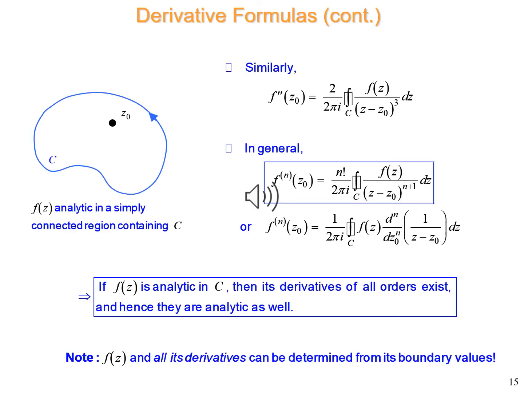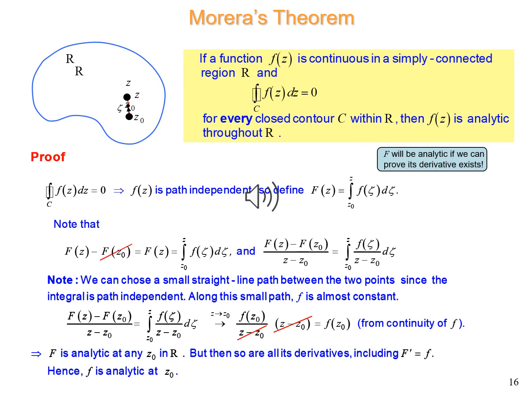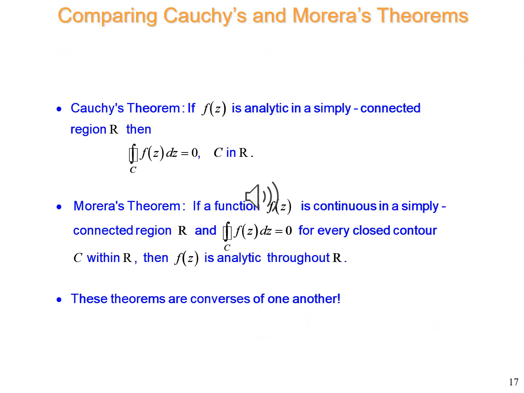This theorem shows the derivative formula, the Cauchy integral formula for derivatives. The value of the nth derivative of f at z naught is given by this formula. Next, Morera's theorem: the integral over gamma of f(z) dz is 0, and f(z) is analytic throughout the region R. The proof of Morera's theorem is also given by using the derivative formula of f dash of z naught. And this shows the comparison of Cauchy's and Morera's theorem.